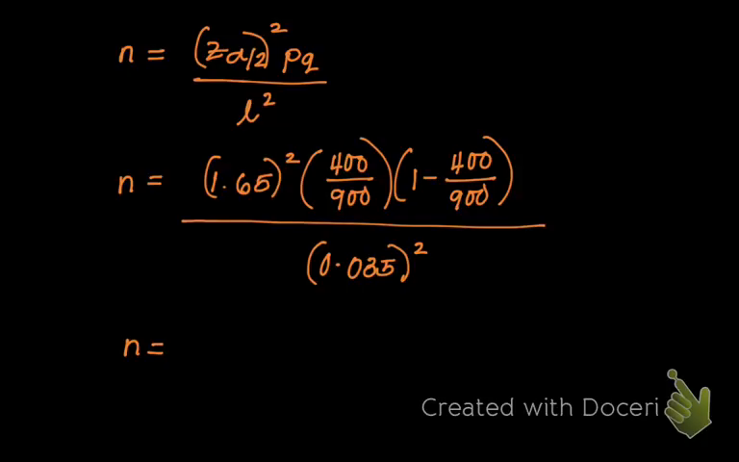So the value of your n that will be 548.75. Or again, you round up lagi. So 549 observations.